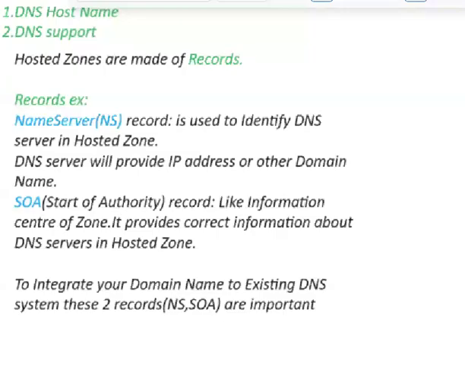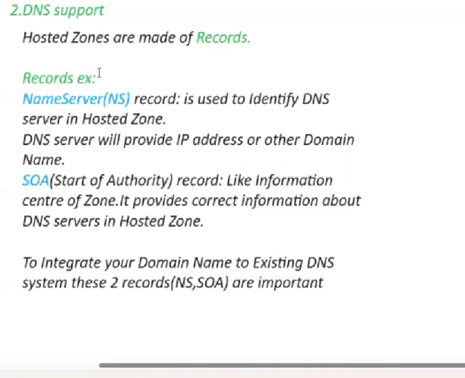So, let us move back a bit. Whenever we create a hosted zone, what happens? We have multiple types of records. We have many records, right? Yeah, many records will be created. Among those, we have name server records and SOA records. What will this name server record specify? It will specify our DNS servers in my hosted zone.